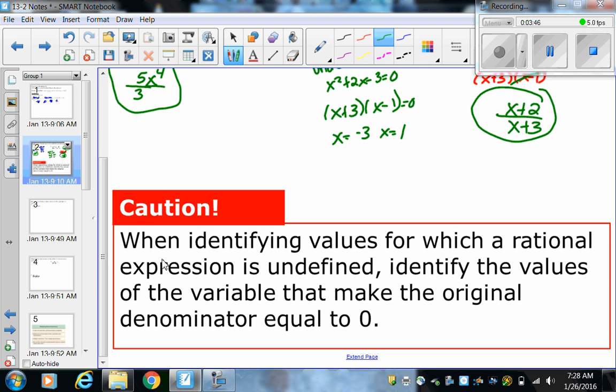Okay, it says caution. When identifying values for which the rational expression is undefined, identify the values of the variables and make the original denominator equal to 0. That's kind of what I was saying before, where you do the undefined before you simplify.